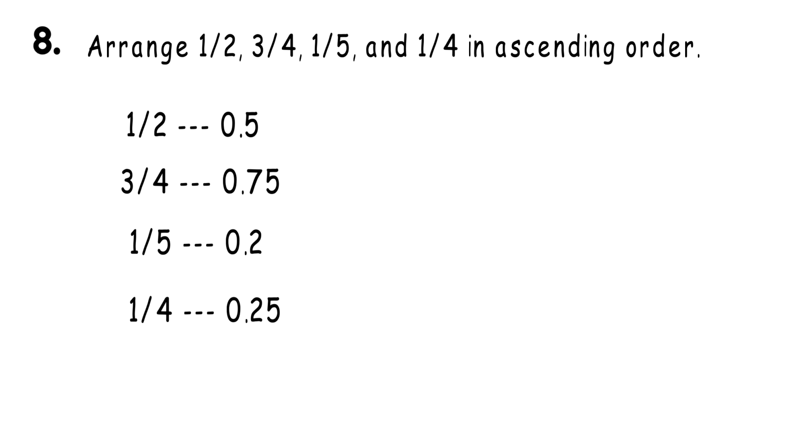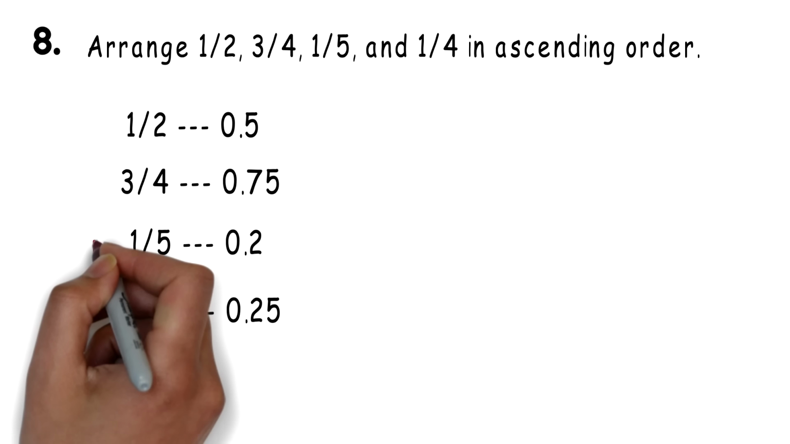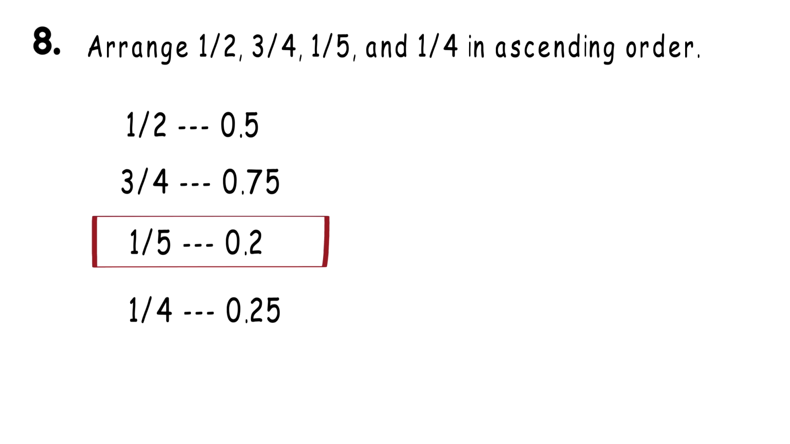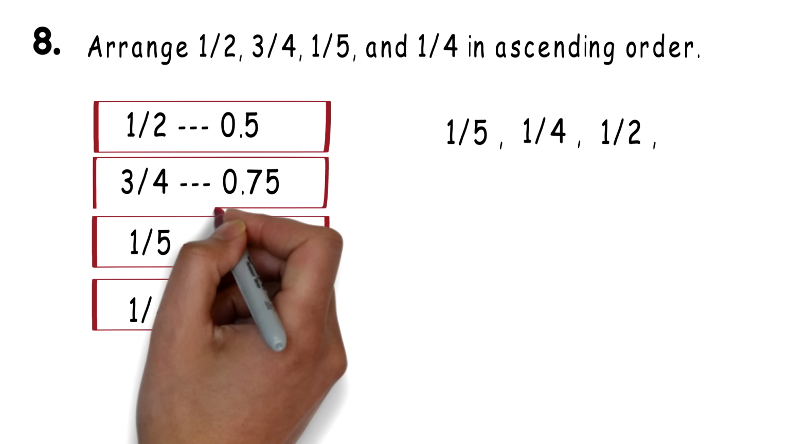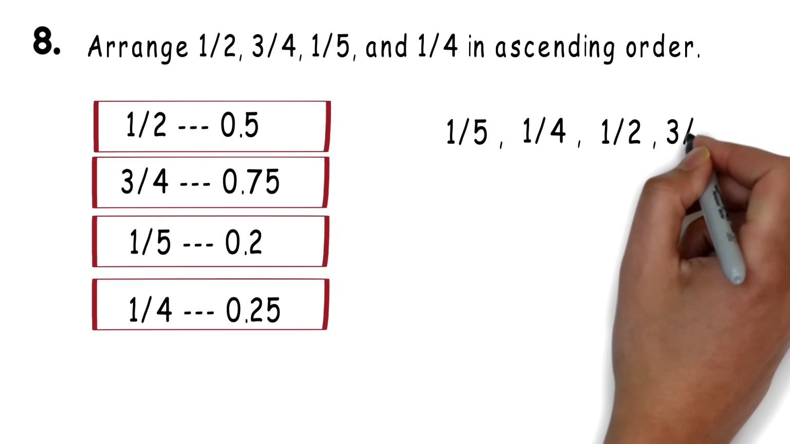You can also use your calculator to change to decimal by dividing. Example, 1 over 2 is 1 divided by 2, which will give you 0.5. With these, we can arrange them. 0.2, which is 1 over 5, is smallest. Then 0.25, which is 1 over 4. Then 0.5, which is 1 over 2. Then finally, 0.75, which is 3 over 4.